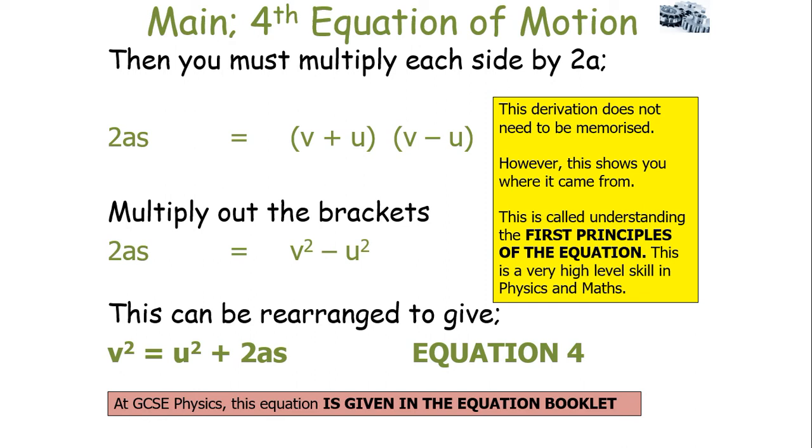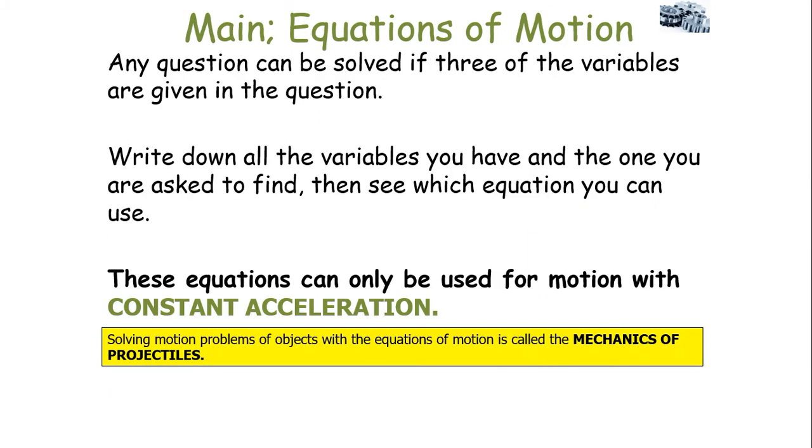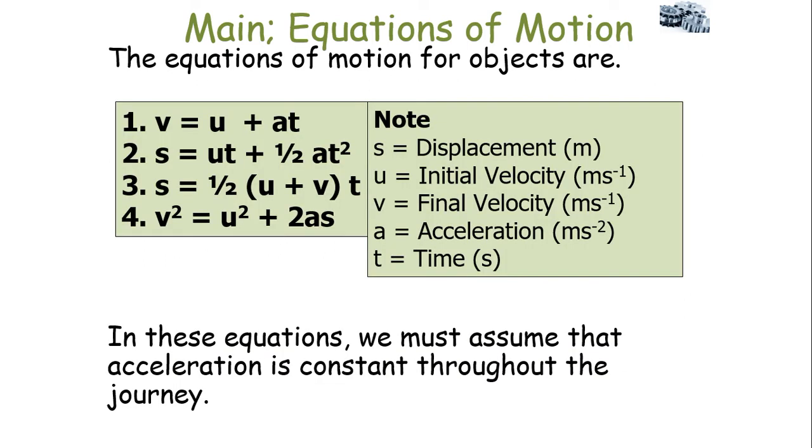Just to clarify, you don't need to memorise the derivation of these equations for A level. It just shows you where it comes from. This is called the first principles of an equation. I've explained where all the equations have come from. Now, any question can be solved if three of the variables are given in the question. So what you would do is write down all the variables you have, look at the one you're asked to find, and see which equation you can use. But we can only use them for motion with constant acceleration.